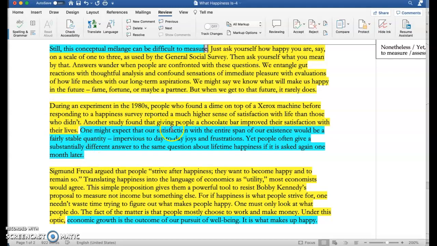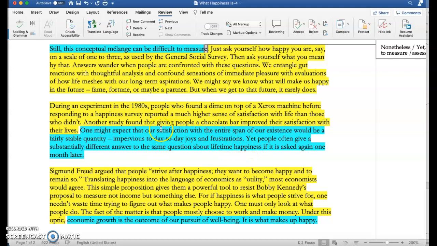One might expect that our satisfaction with the entire span of our existence would be a fairly stable quantity. And that means it wouldn't change over time. So if I asked you on one day or on a different day, you would generally say the same answer. That means impervious, which means it can't be affected by the day-to-day joys and frustrations. In other words, finding a dime or eating a chocolate bar would not affect it.